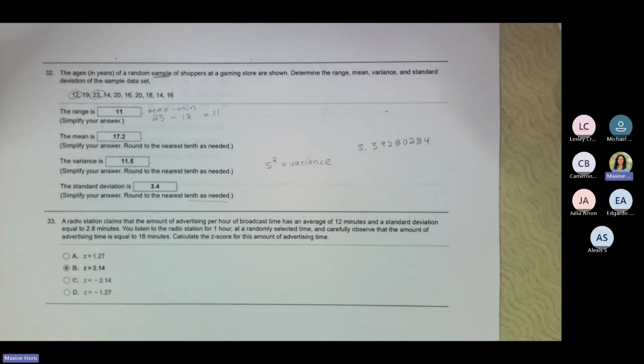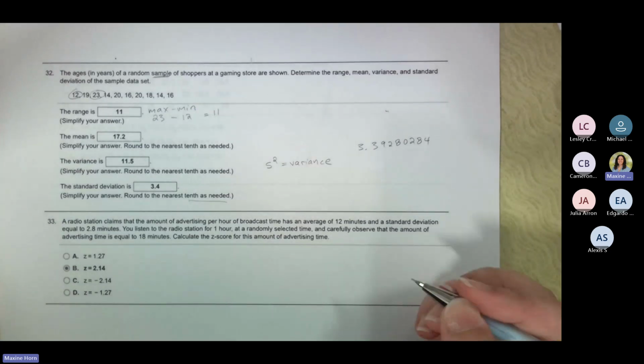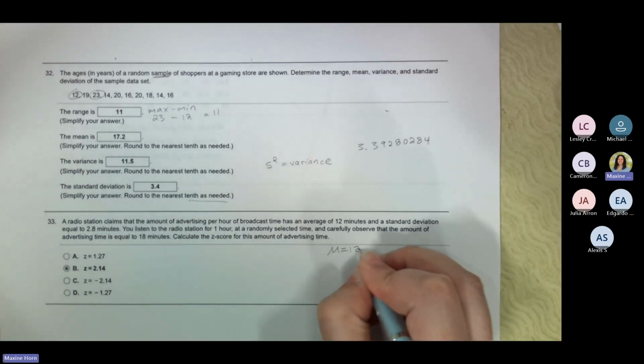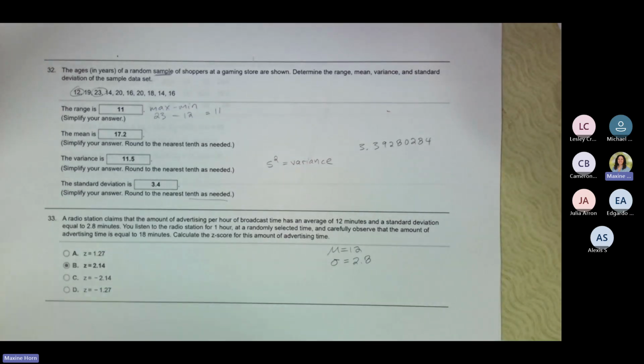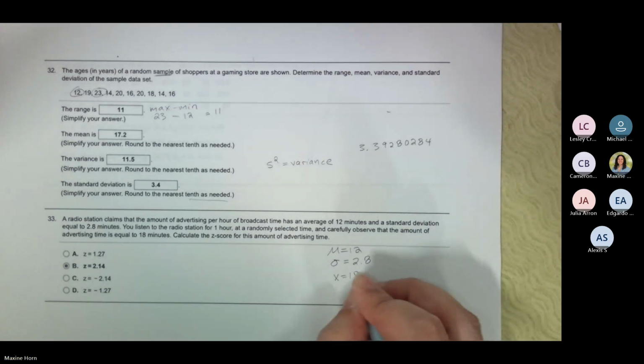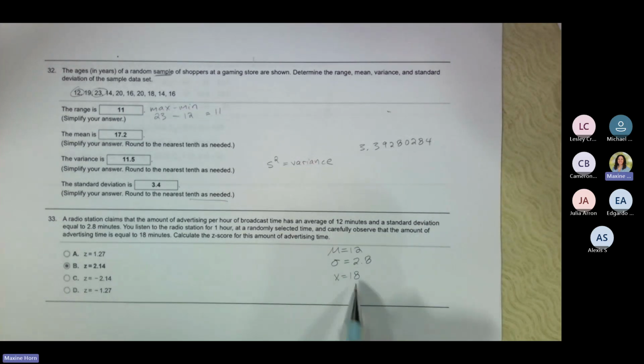A radio station claims that the amount of advertising per hour of broadcast time has an average of 12 minutes, and a standard deviation of 2.8 minutes. You listen to the radio station for an hour at a randomly selected time and carefully observe that the amount of advertising time is equal to 18 minutes. They just gave us a data value, 18 minutes. Calculate the z-score for this amount of advertising time.